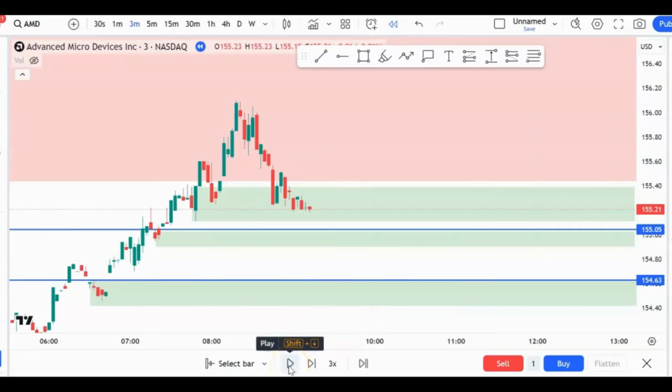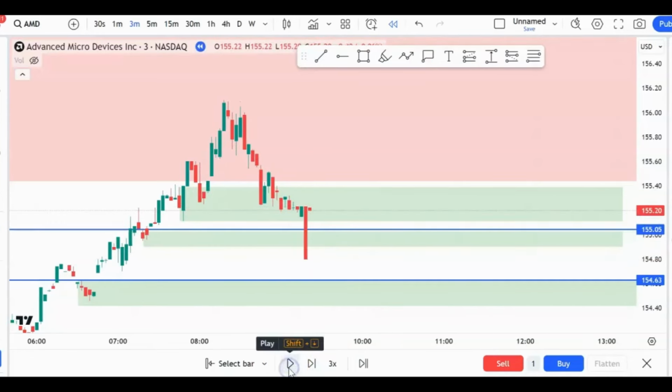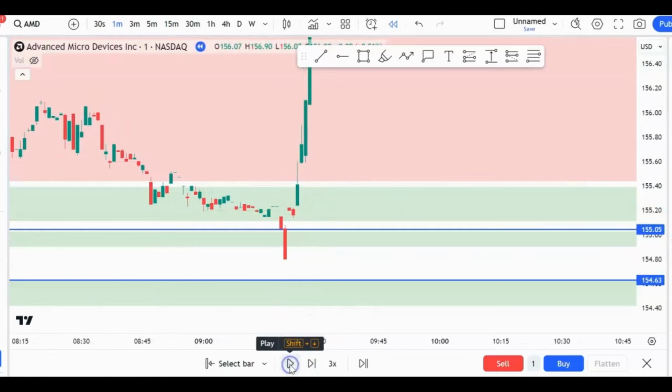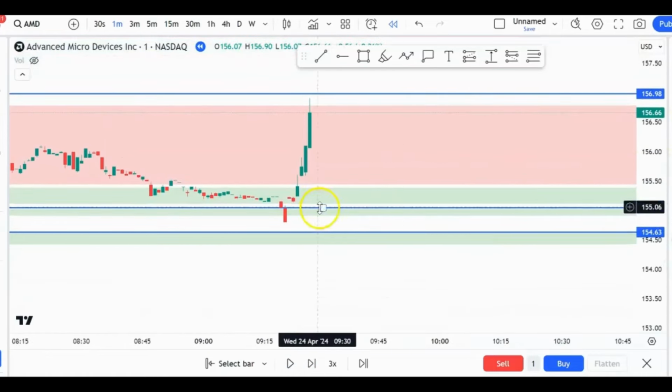So let's play it up a little bit to see what actually happened. You can see price went into the demand zone below and went back up. It shot back up, and I'm going to turn it to the 1 minute so we can really time it. As you can see, it's getting close to market open, so I'm just going to pause the play right now.